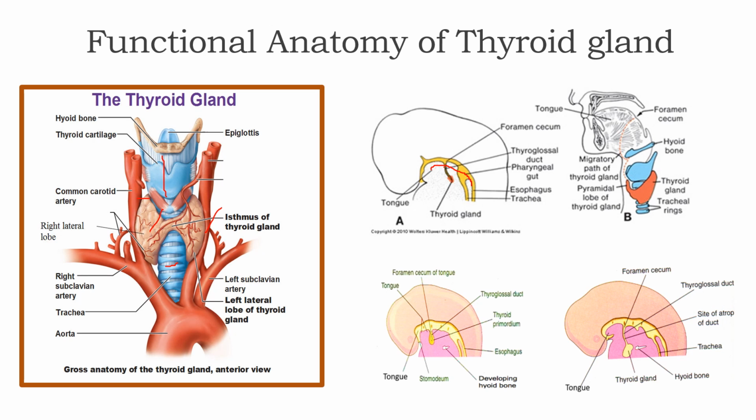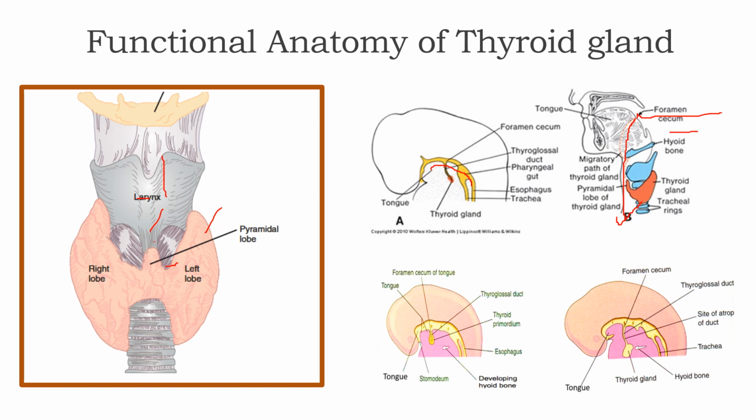A thyroglossal duct marks the path of the thyroid from the tongue to the neck. So this is the foramen cecum of the tongue. This is the pathway through which the thyroid gland moves from the tongue up to the front of the neck, and the thyroglossal duct shows this pathway. And sometimes this thyroglossal duct persists in adults.